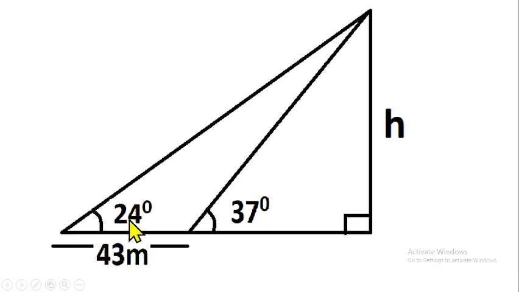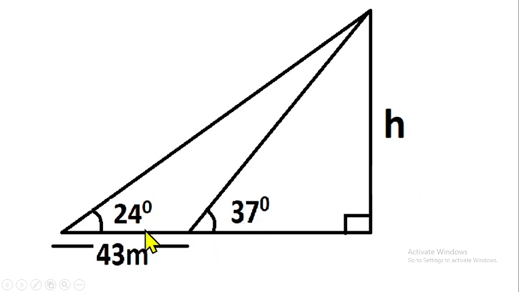The angle of elevation of the top of a tower from 2 points opposite the tower is 24 degrees and 37 degrees. I'll come again. The angle of elevation of the top of the tower from the 2 points on the ground is 24 degrees and 37 degrees. If the distance between the 2 points is 43 meters, find the height of the tower.